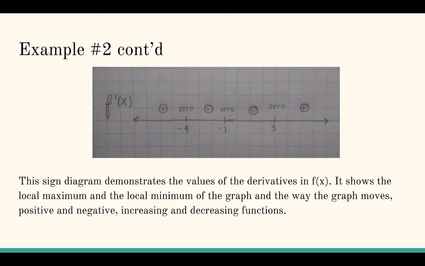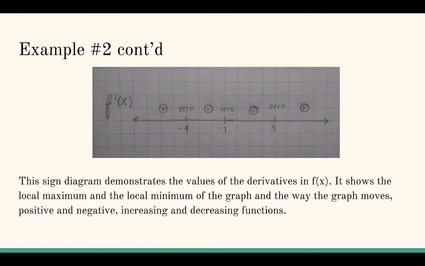Your sign diagram should look a little bit like this, with the zeros atop every stationary point. This sign diagram demonstrates the values of the derivative of f of x. It shows the local maximum and the local minimum of the graph and the way the graph moves, positive and negative, increasing and decreasing.